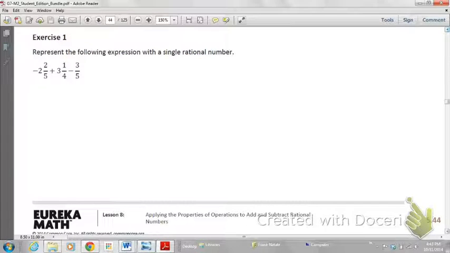All right, exercise 1. Here's exercise 1. Represent the following expression with a single rational number, which means very simply just add them up, which is exactly what they're saying. Okay, so I'm going to have you try this yourself. Again, getting used to the language that you're going to encounter in the future. But represent the following expression with a single rational number simply means combine them.